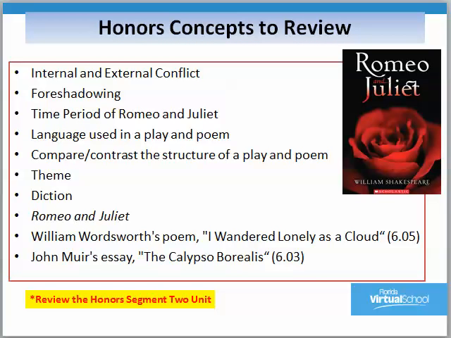With the honors concepts, we are going to be looking at internal and external conflict, foreshadowing, the time period of Romeo and Juliet, the language that's used in plays and poems, comparing and contrasting the structure of a play and poem, theme, diction, Romeo and Juliet itself, and William Wordsworth's poem, I Wandered Lonely as a Cloud. And this is found in Unit 6 in Lesson 5 of the regular portion of the class, as well as John Muir's essay, The Calypso Borealis. And that is also found in Unit 6 of the class in Lesson 3.